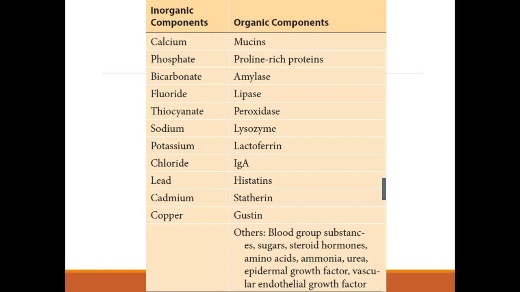Then we have proline-rich protein, and down below you can see they have written statherin. These are all proteins, proline-rich proteins and statherin. All of them are helpful to maintain the calcium level in the saliva. When the calcium level is maintained, that will be utilized by the enamel for remineralization and all. So they are helpful in maintaining the calcium levels.